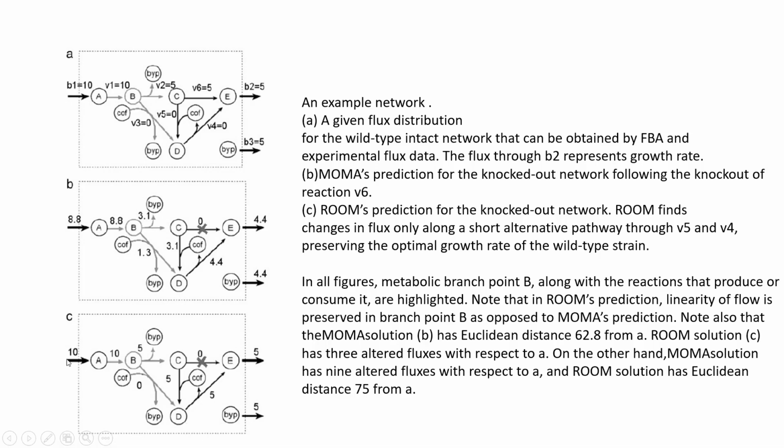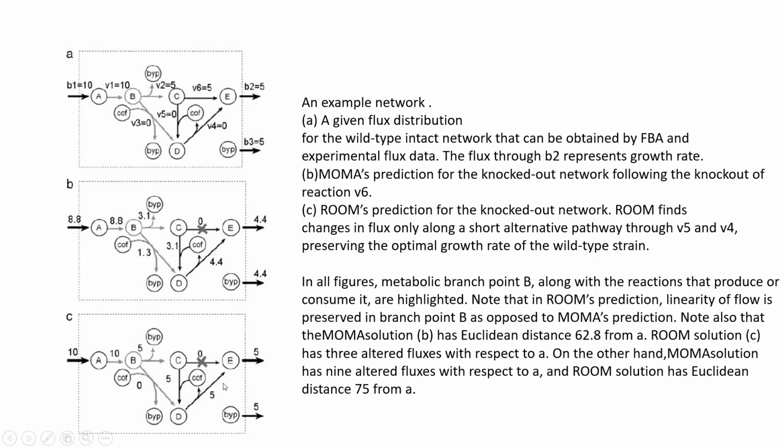Look at ROOM's prediction. This C is ROOM's prediction for the knocked out network. ROOM finds changes in flux only along a short alternative pathway through V5 and V4, preserving the optimal growth rate of the wild strain. And also notice it is maximizing this B2 here. Basically, the growth rate is more for ROOM compared to MOMA.